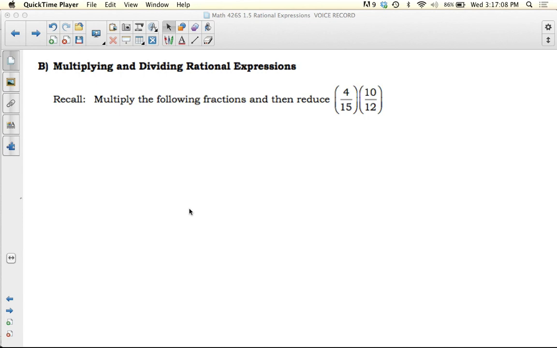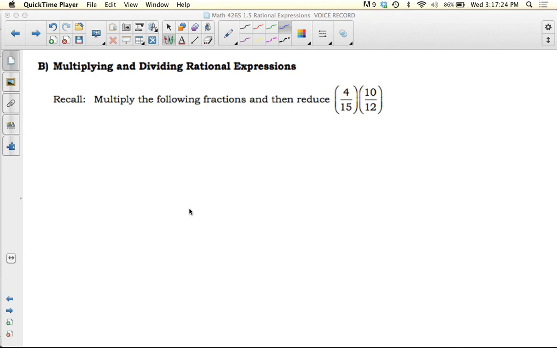Follow along and fill in your notes with me. Okay, so let's start with multiplying rational expressions. We're going to start with this simple example with just basic fractions. So we have 4 over 15 times 10 over 12.